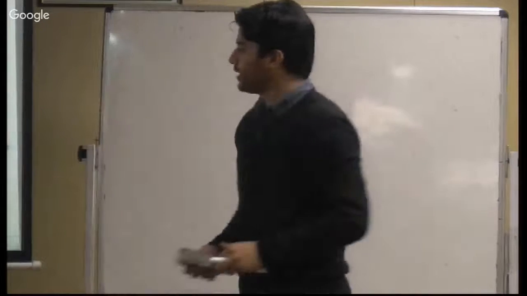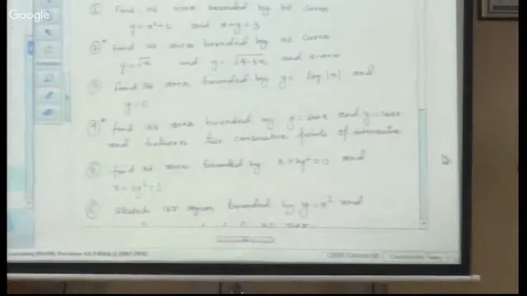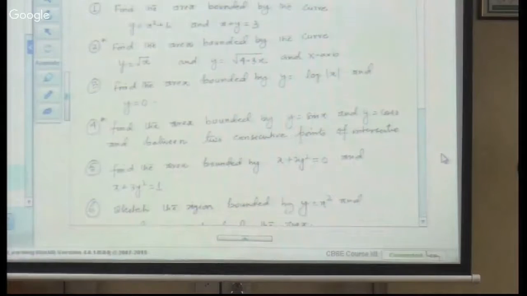Now the next question is, what is it? Just tell me. Find the area bounded by these curves: x plus 2y square is equal to 0 and x plus 3y square is equal to 1. What will be the shape of the curve? Is it a parabola? Yes, it's a parabola. So you just have to draw two parabolas and then find the area bounded by them.